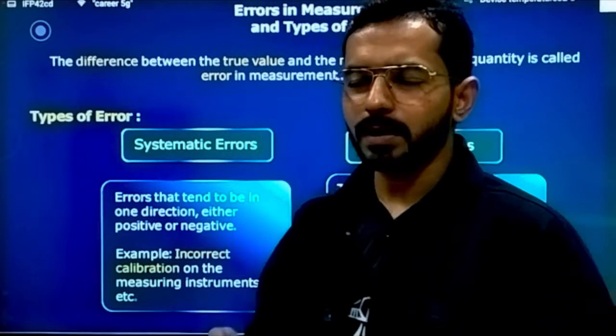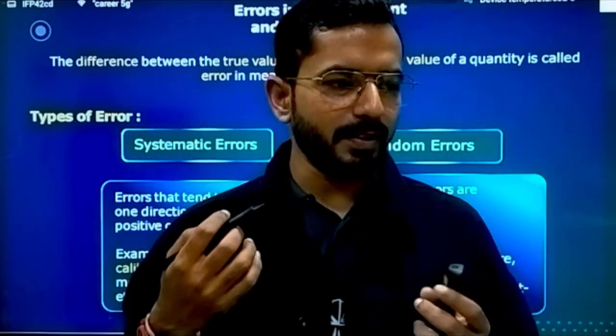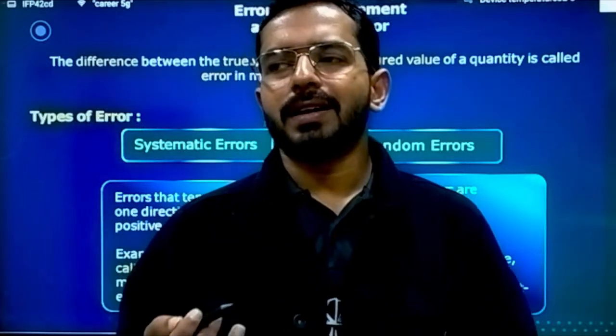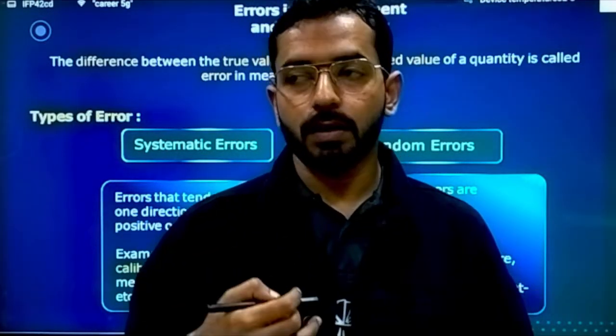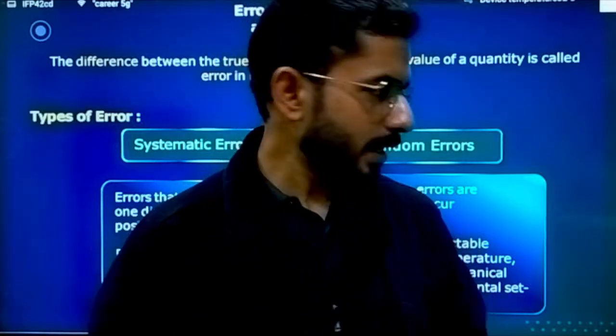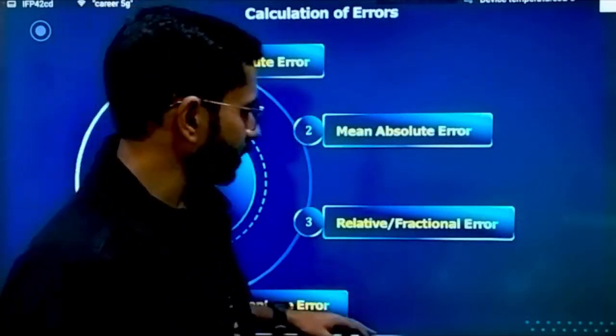Random errors are due to, I can say, surrounding problems. Let's suppose a very heavy wind is going on, or some temperature problem is there. Due to those kinds of things that you cannot avoid, those kinds of errors come under random errors. Okay, these are the two basics of errors.